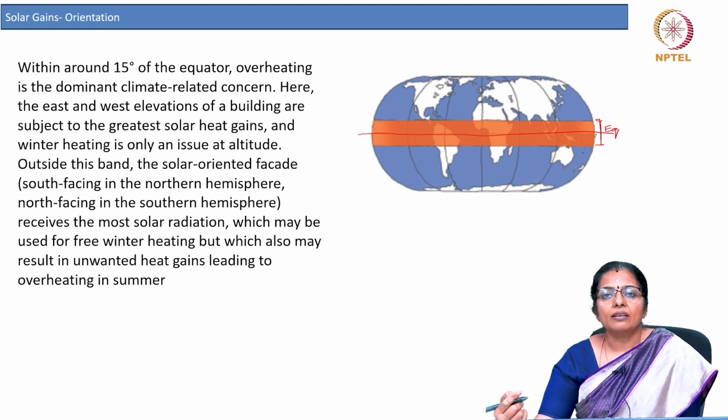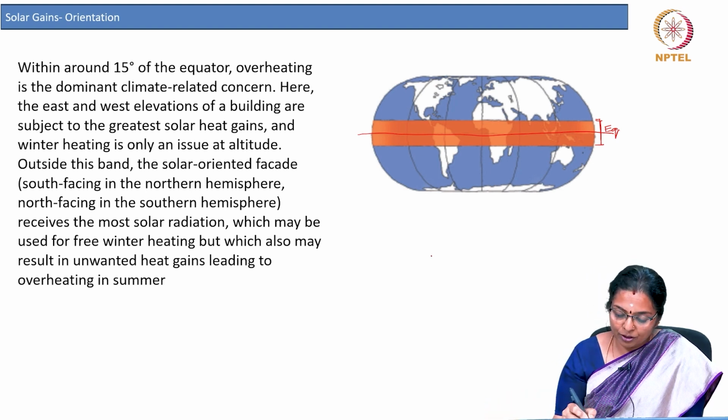Outside this band, the solar oriented facade, which is south facing in the northern hemisphere and north facing in the southern hemisphere, receives the most solar radiation, which may be used for free winter heating, but which also may result in unwanted heat gains, leading to overheating in summer.